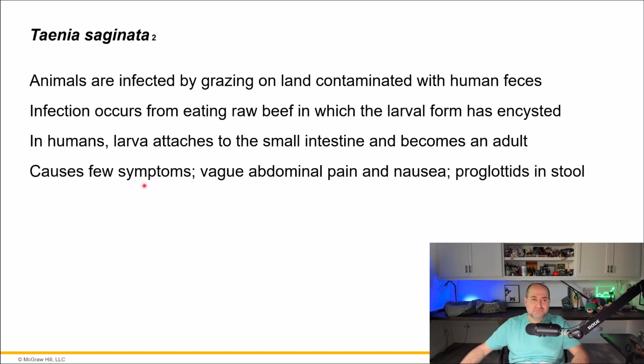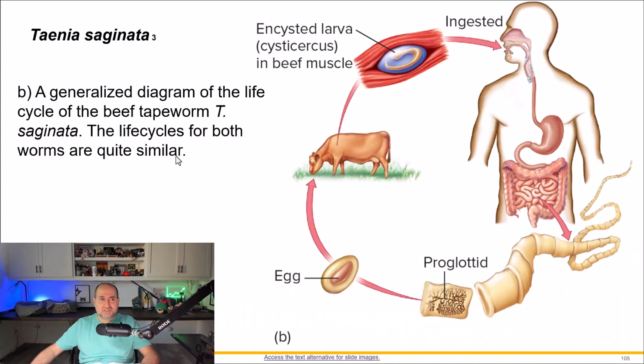It causes few symptoms. Some people can have tapeworms, especially the beef tapeworm, and never know. There's vague abdominal pain and nausea. You can even have proglottids in the stool, like parts of the tapeworm could break off and appear in the stool. Here's a generalized diagram of the life cycle of the beef tapeworm.